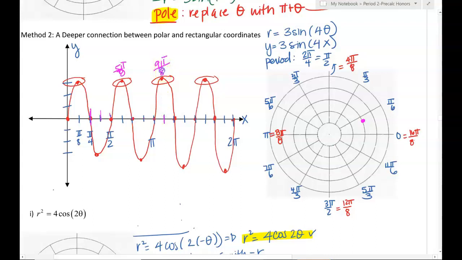So what if I just add a period? Okay, a period is 4 pi over 8. So the next one is going to be 13 pi over 8, just like that. Now, how about the bottom?